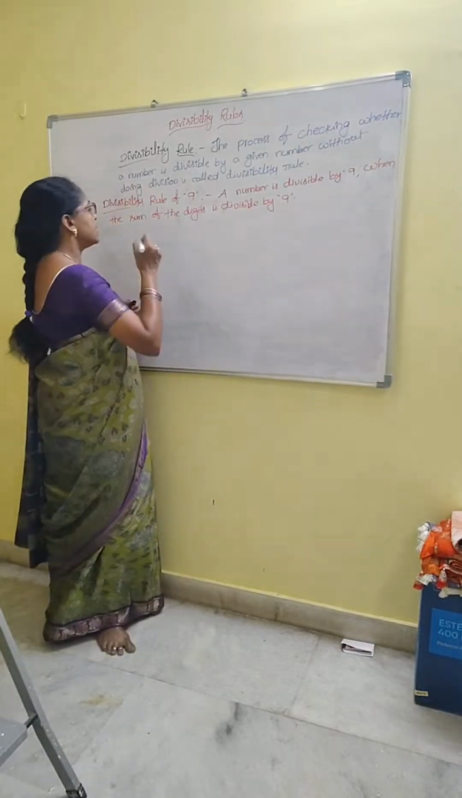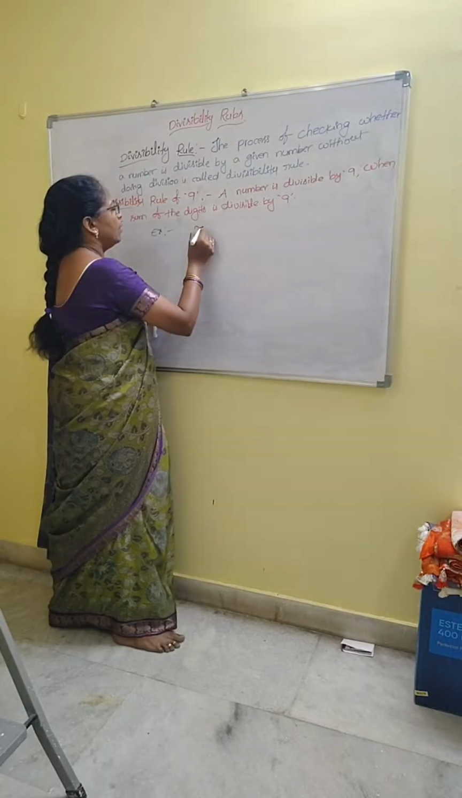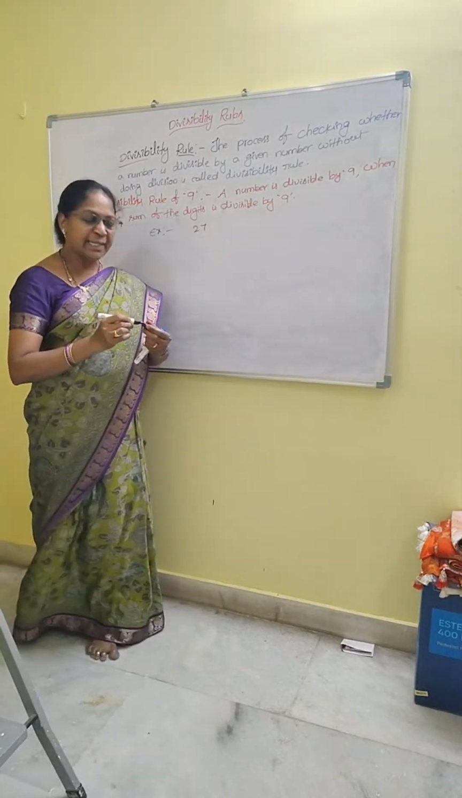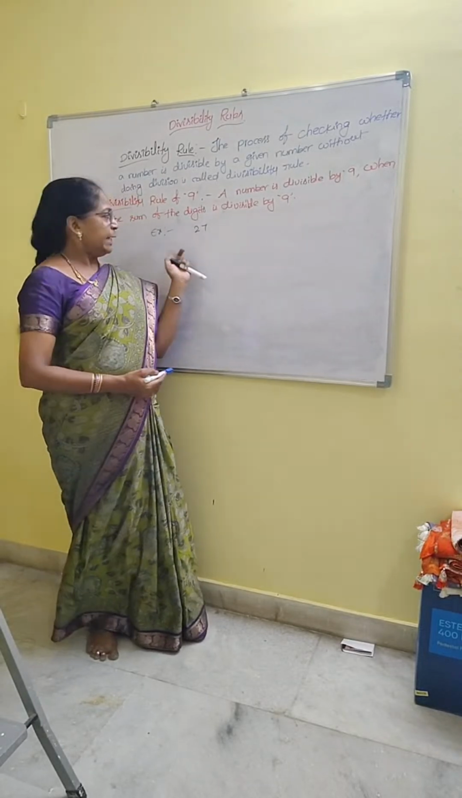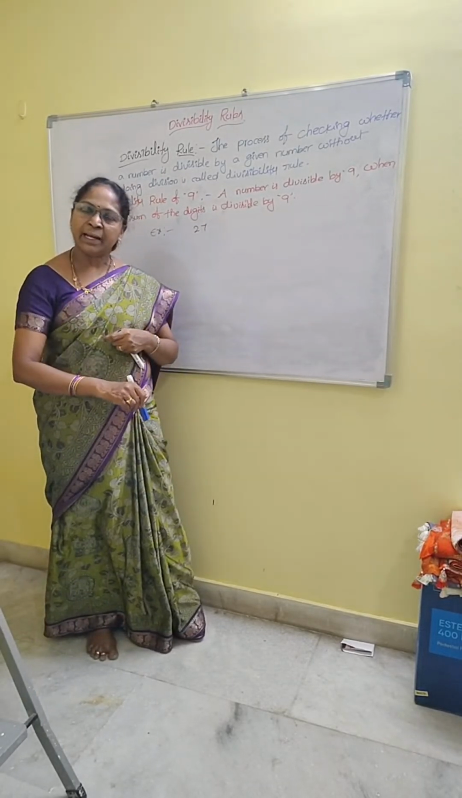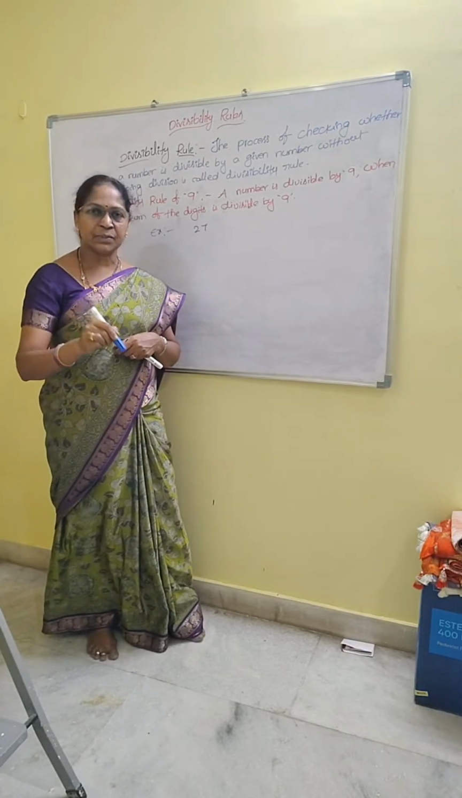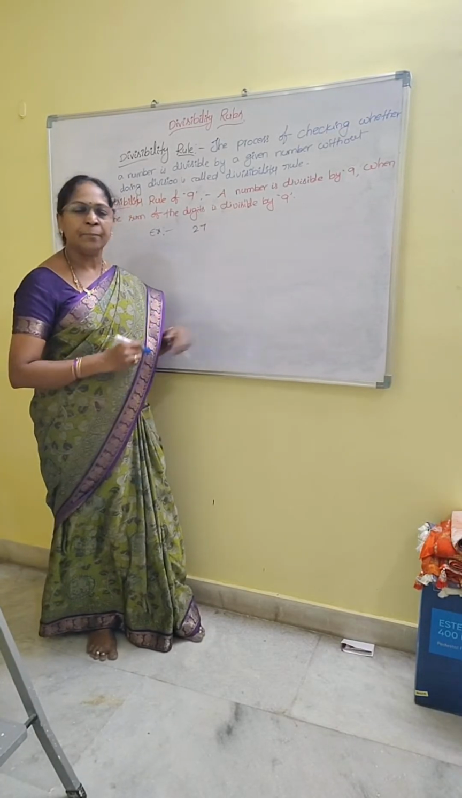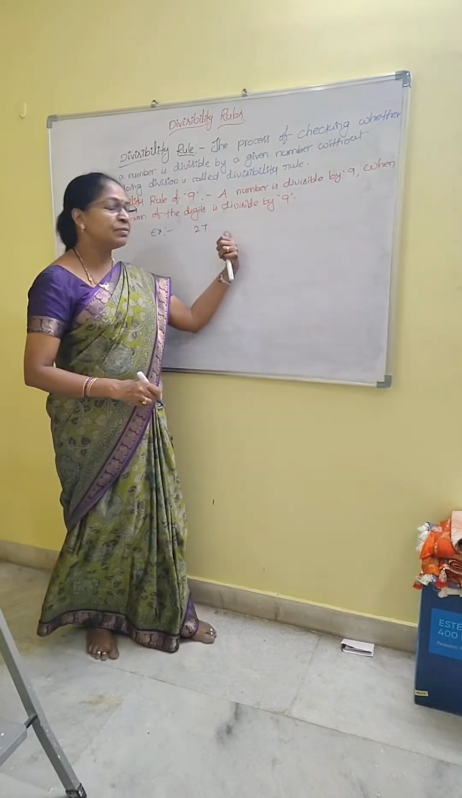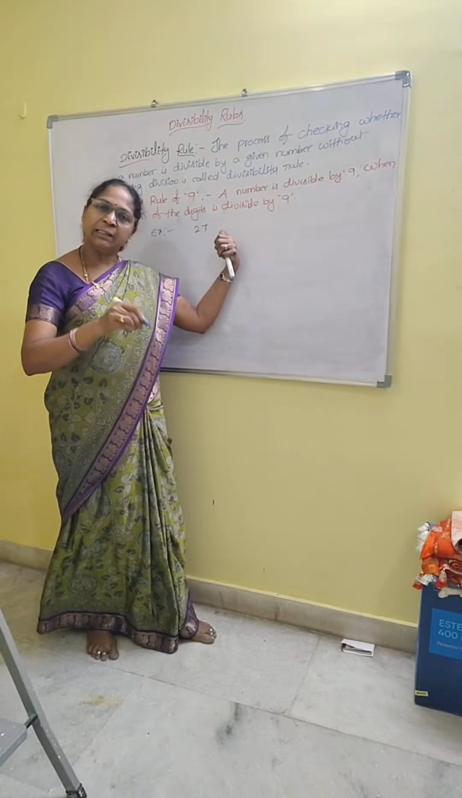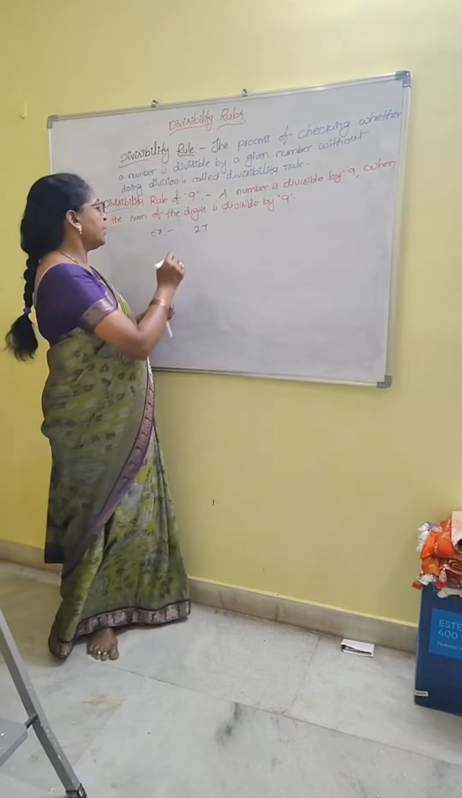So here, one small example, we will check it. 27 is a number. This is a 2-digit number. Is this number divisible by 9 or not? Directly, how can you say without doing the division? Here you have to check it. What is the rule? When the sum of the digits is divisible by 9, then only the given number is divisible by 9.